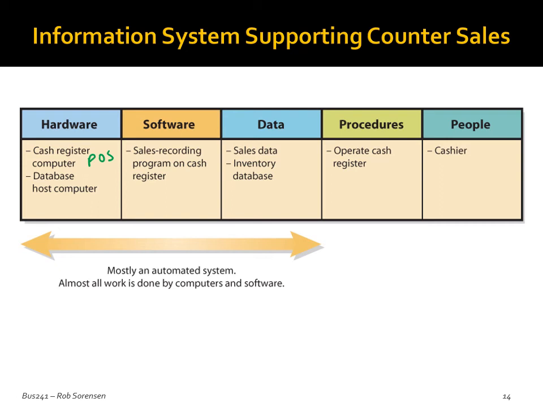To help with that, the person at the cash register maybe just uses a touch screen to say what's been ordered and everything is figured out automatically. There's some data there that comes out of that. On the procedure side, we do need a human to operate the cash register. Someone's got to push the buttons, don't they? And so that would be the cashier. But there's not much on this side, is there?